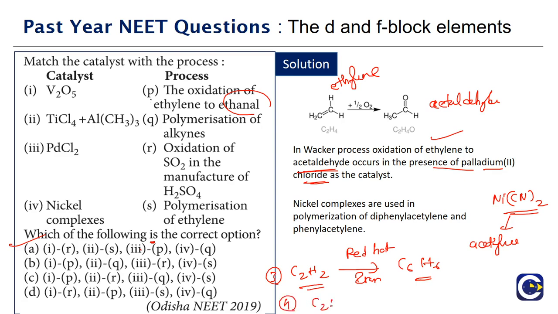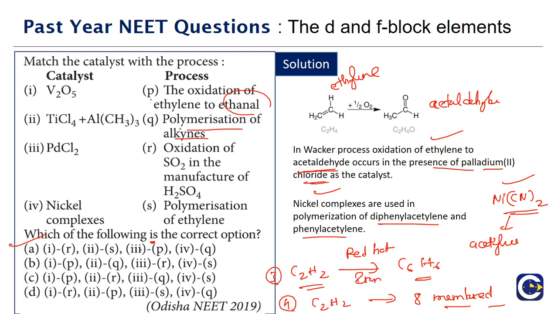So 4 molecules of acetylene will be able to form an 8-membered carbon ring. They will be able to do so because 3 will form a 6-membered carbon ring, 4 will form an 8-membered carbon ring, and that can happen in the presence of a nickel complex. Similarly, some of the other nickel complexes can even facilitate the polymerization of diphenylacetylene and phenylacetylene, etc. So the nickel complexes are used in facilitating the polymerization of alkynes.